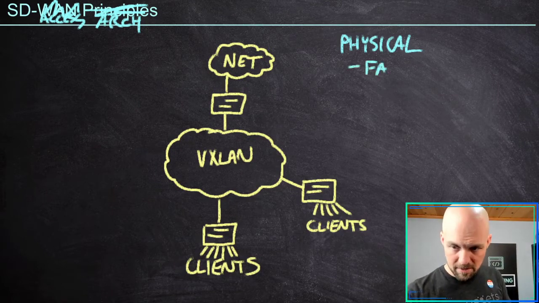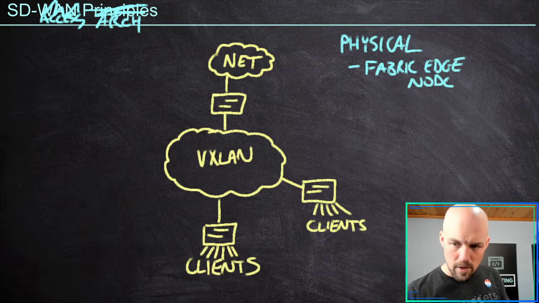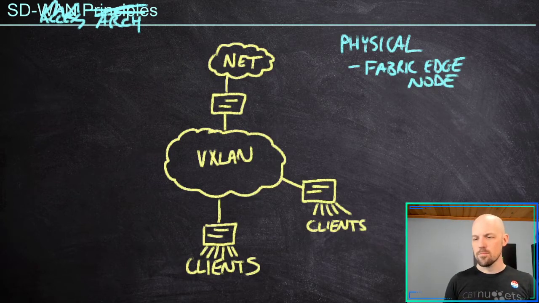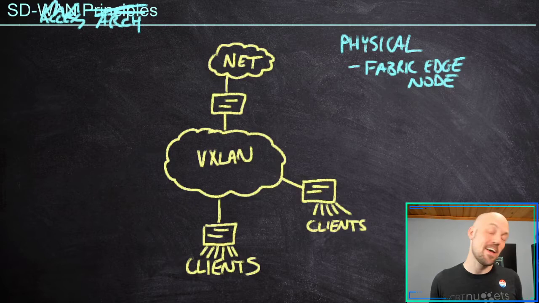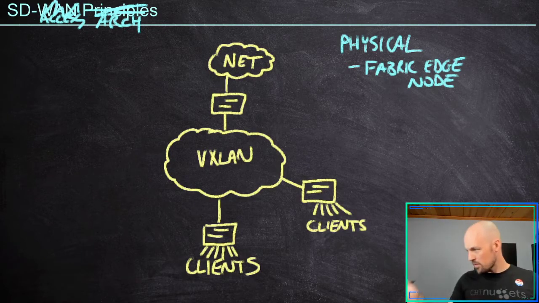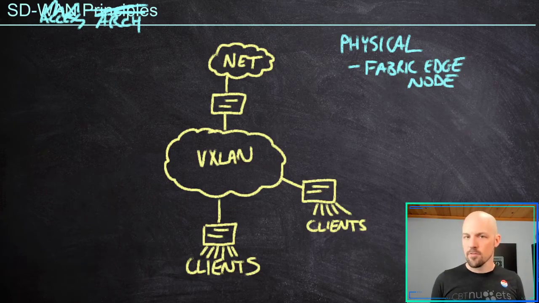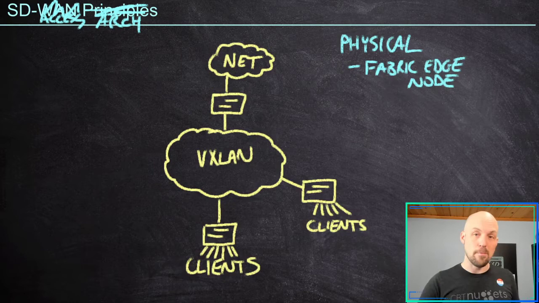We have the fabric edge node. Most of our SDA fabric is going to consist of fabric edge nodes. The other ones are the control plane node, border nodes, and wireless controllers. We're not going to have a ton of those, but we're going to have a ton of fabric edge nodes.